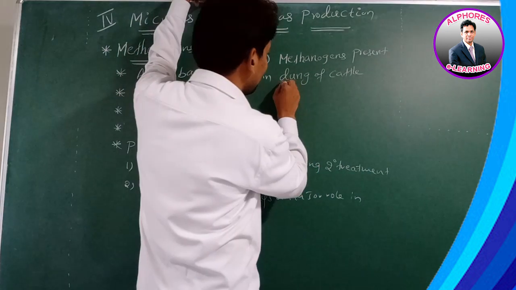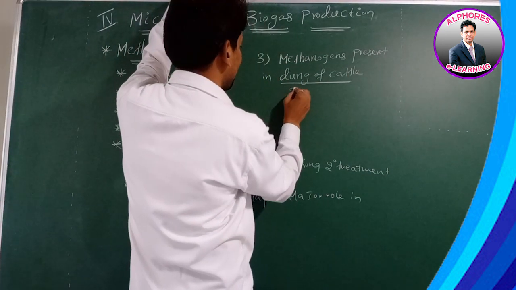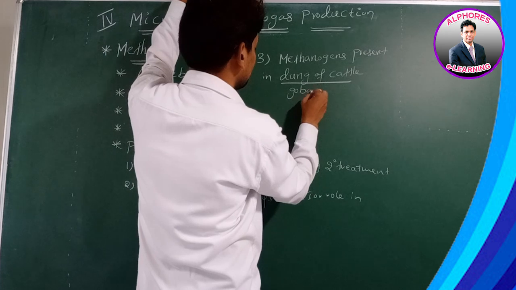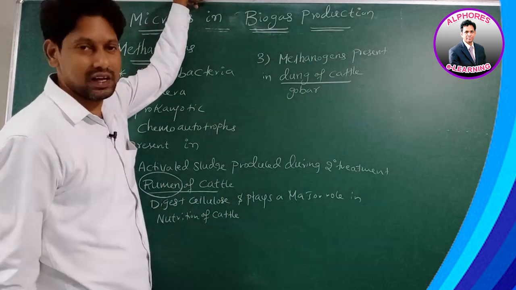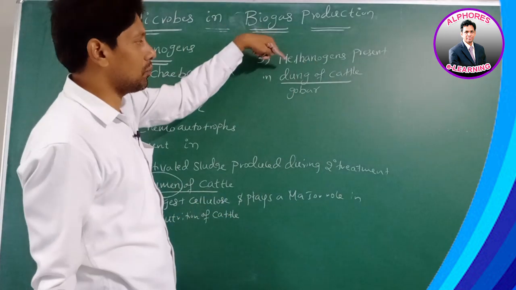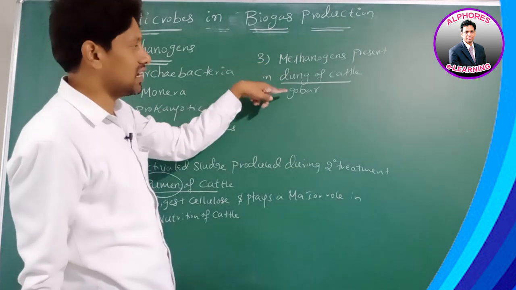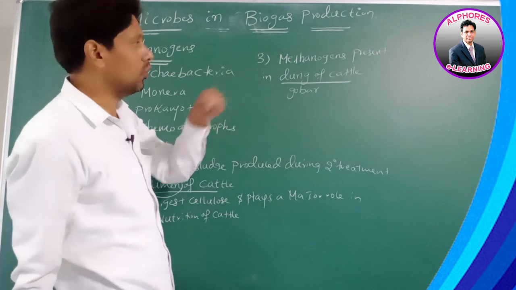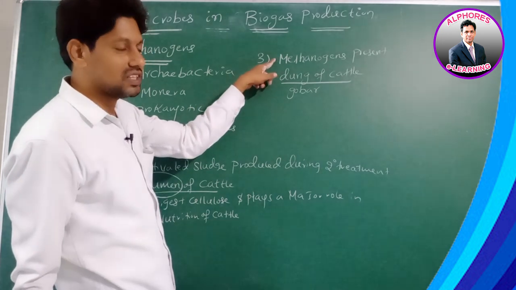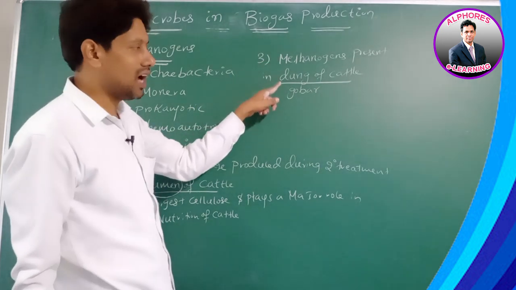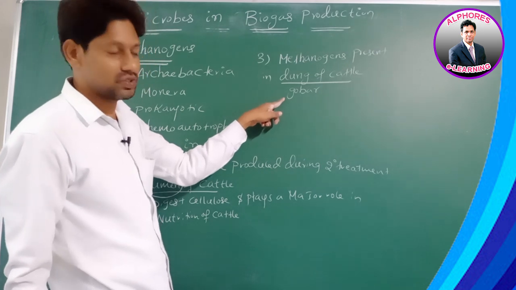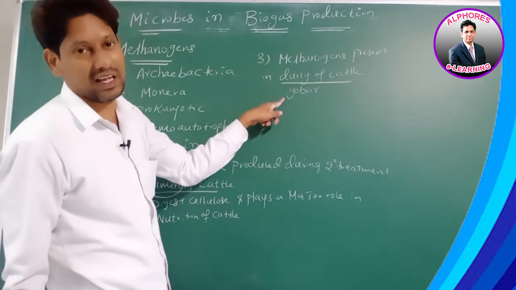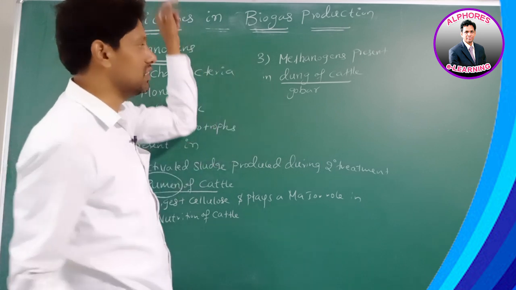Sir, can we call this dung of cattle as gobar? Yes. Therefore, methanogens are present in the dung of cattle. It means they are present in the gobar. What do they do, sir? They produce methane gas. Produce which gas, sir? Methane gas.